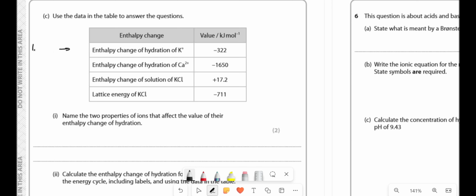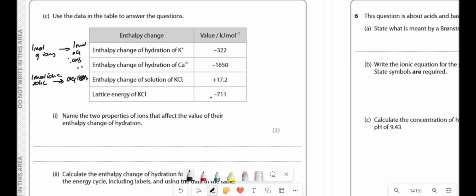So that means you're going to start with 1 mole gaseous ions and you're going to make 1 mole aqueous ions. Here, the enthalpy of hydration is the same. Here, the enthalpy change of solution is when 1 mole of a solid ionic compound is dissolved to make aqueous ions. So then you're going to have 1 mole ionic solid going to aqueous ions. It might not have to be 1 mole, but we at least know it's going to be this.